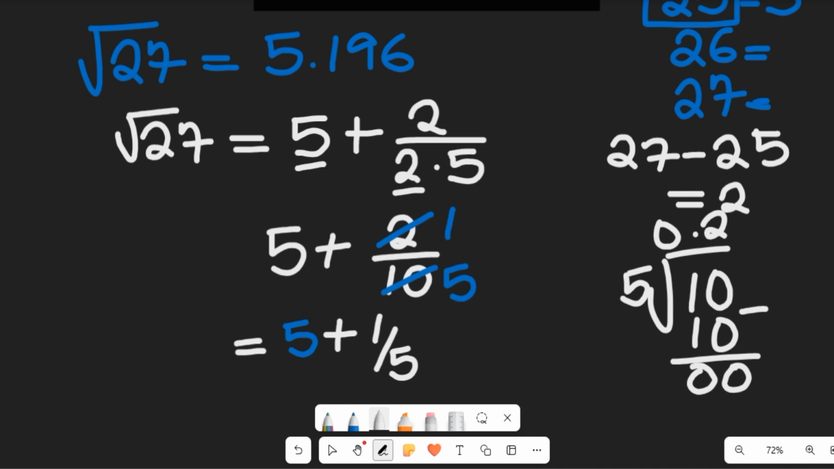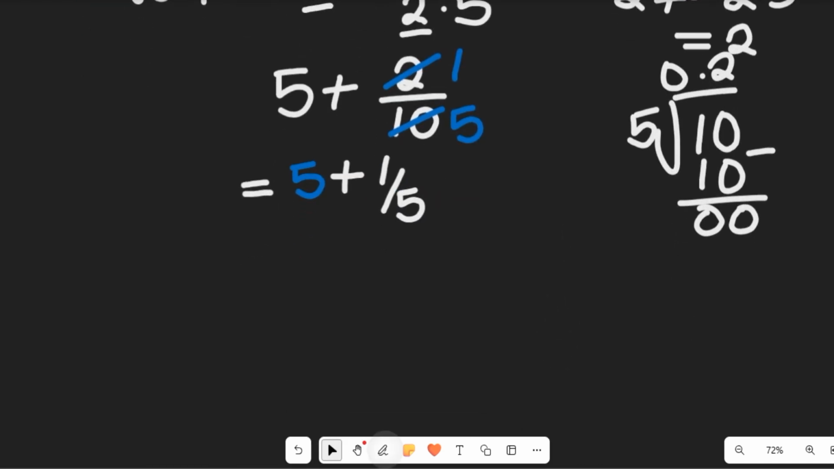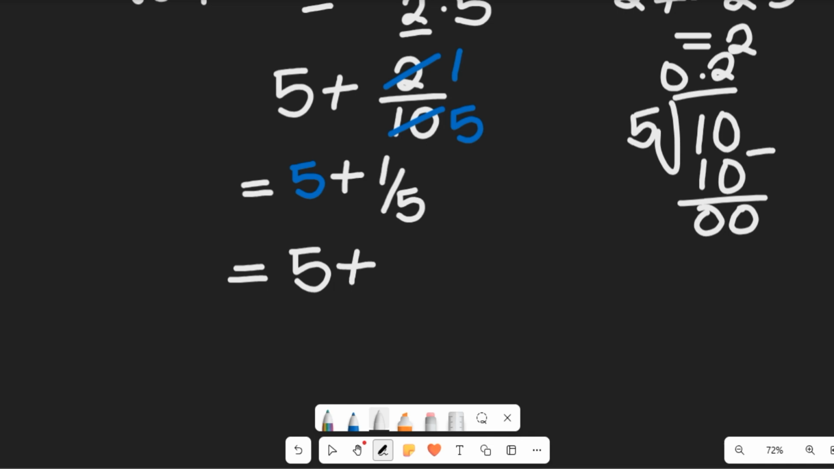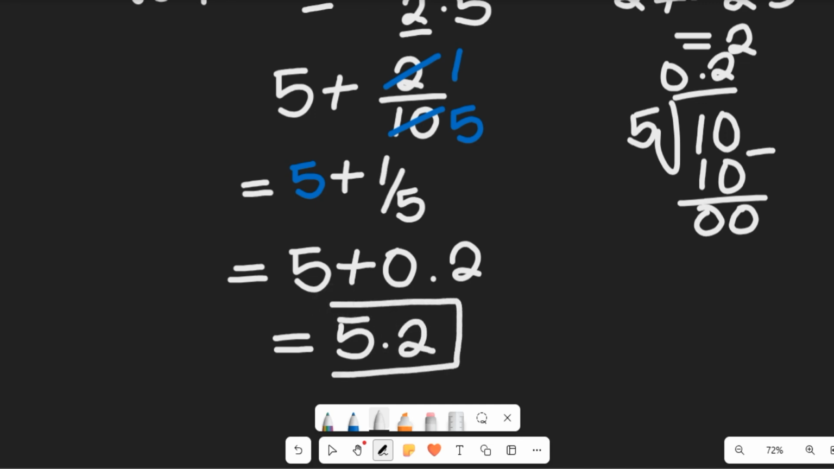So wetin my answer give me? 0.2. So if I come here now, I go see say my answer go dey equal to 5 plus 0.2. Now make I add 5 to 0.2. If I add 5 to 0.2, my answer will be 5.2. And that one na the square root of 27.